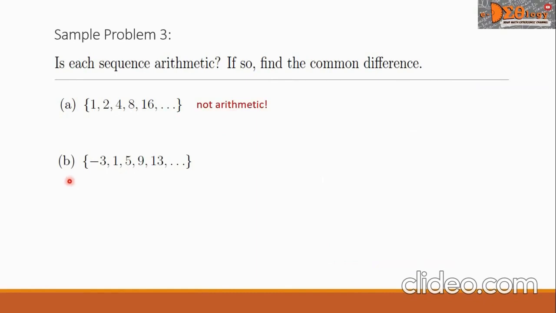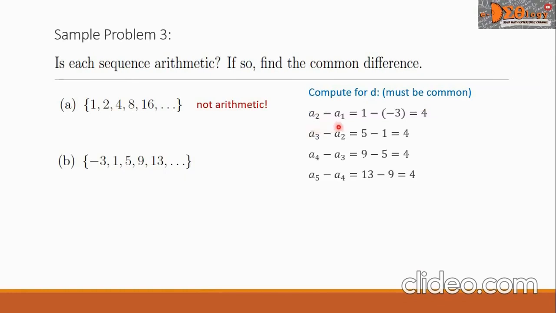Let us go to sequence B. The first term is -3, second is 1, third term is 5, fourth is 9, fifth term is 13. Again, we will compute for d, and it must be common. A sub 2 minus a sub 1 equals 1 minus -3, and that is equal to 4. A sub 3 minus a sub 2 equals 5 minus 1 equals 4.